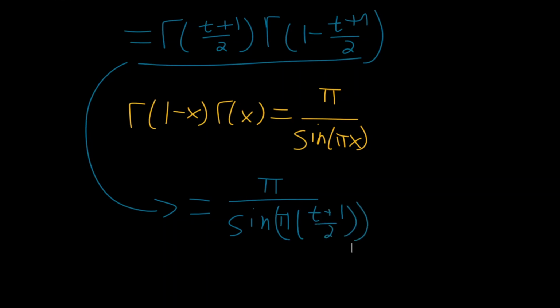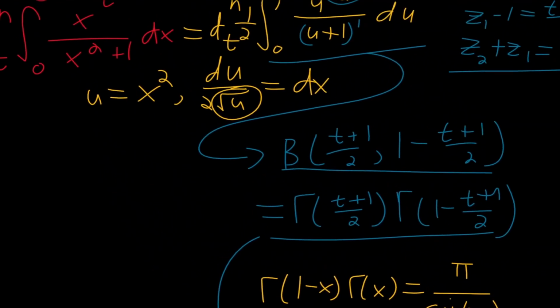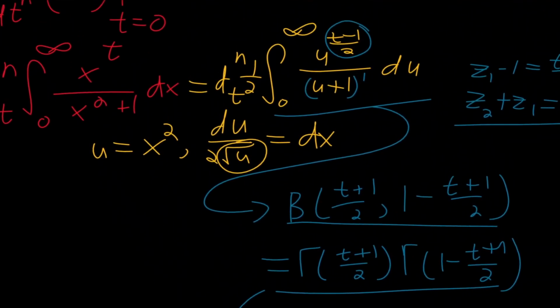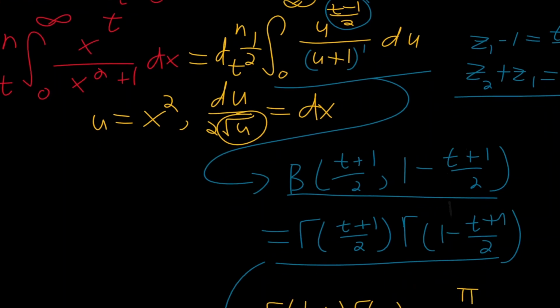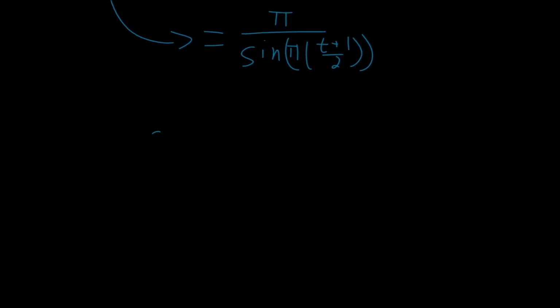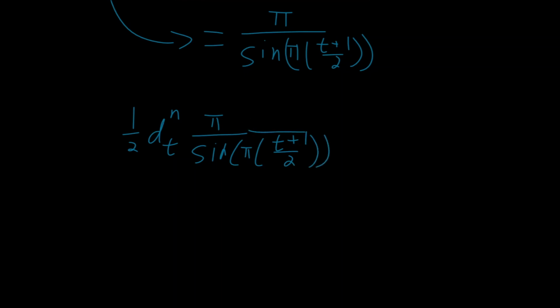Now that we've evaluated the integral part, we can bring down all of our derivative bits and also the 1/2. So what this is in total then is the nth derivative, or 1/2 times the derivative with respect to t, of pi over sine of pi times t plus 1 over 2. And I should specify this is being evaluated at t equals 0. Now it's just a question of, what on earth is the nth derivative of this random cosecant?